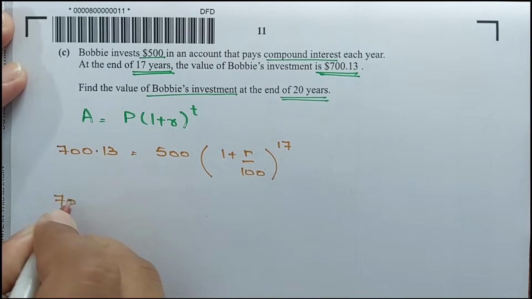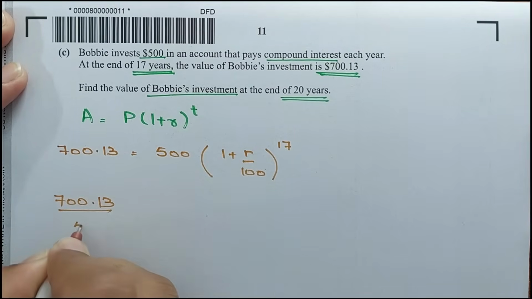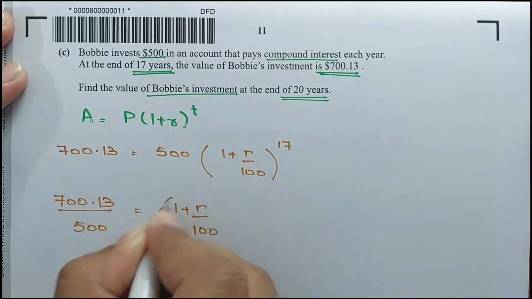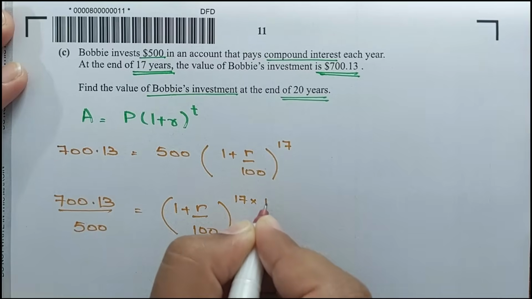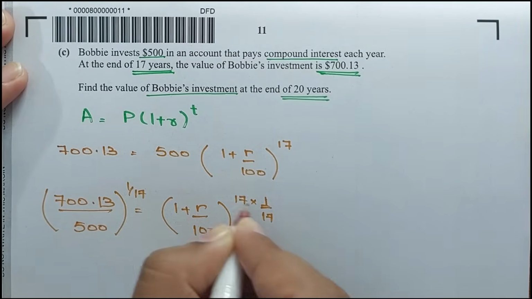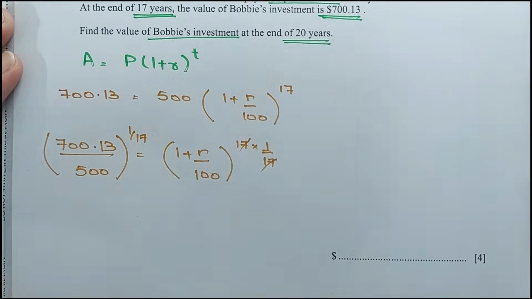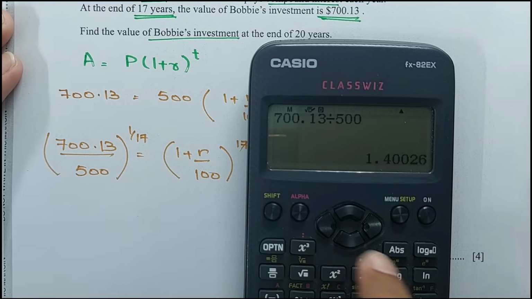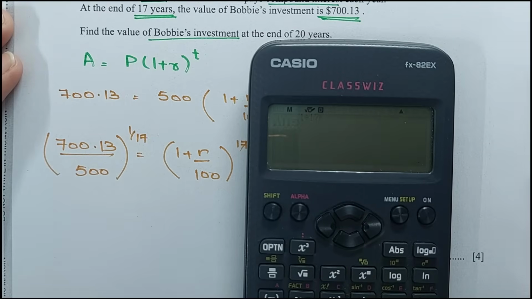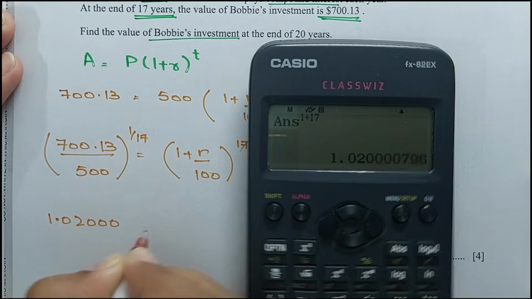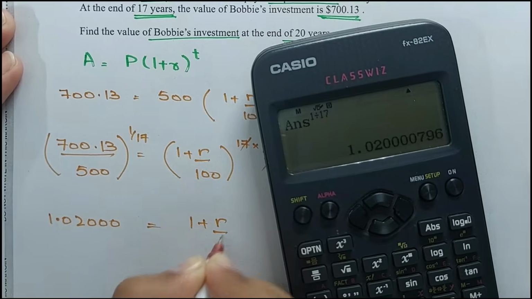700.13 over 500 would be (1 plus r over 100) to the power 17. Taking the power 1 over 17 on both sides, it cancels out, right? Now if we do 700.13 over 500 to the power 1 over 17, you will get 1.02. This is 1 plus r over 100.